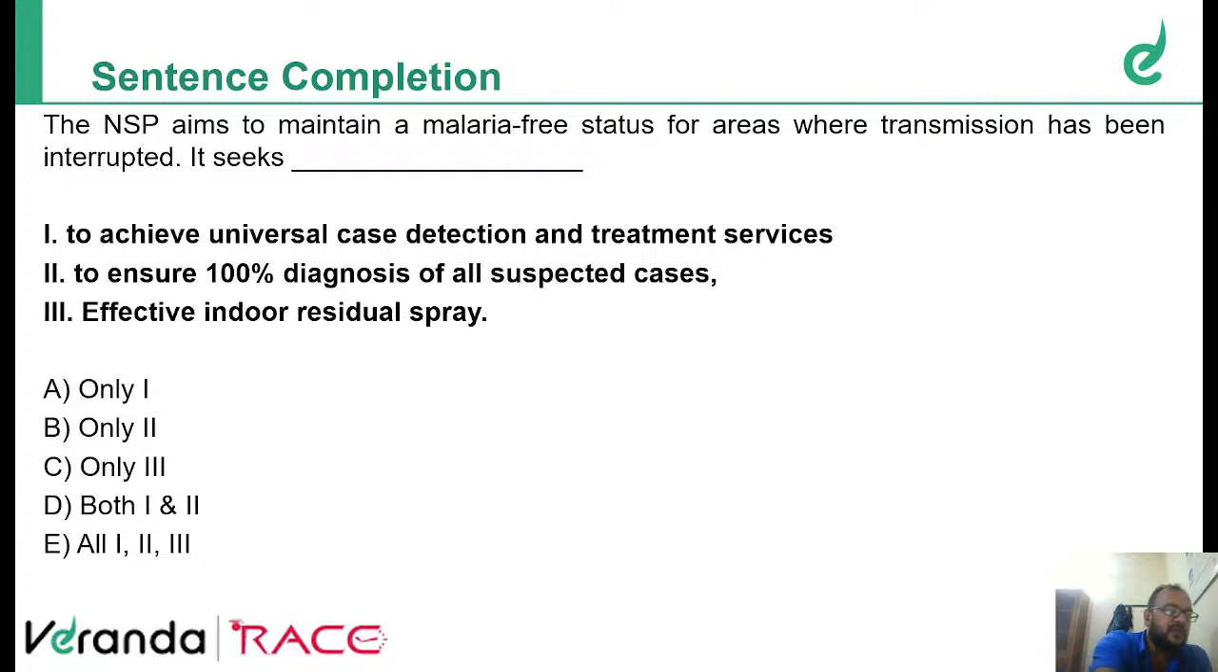So let us start with this sentence completion. The NSP aims to maintain a malaria-free status for areas where transmission has been interrupted. It seeks, so this particular blank has to be filled by any of these 3 sentences, or 2 of them, or all, or any of them. So we have to find what should be the correct answers. The NSP claims to maintain a malaria-free status for areas where transmission has been interrupted. It seeks to achieve universal case detection and treatment services.